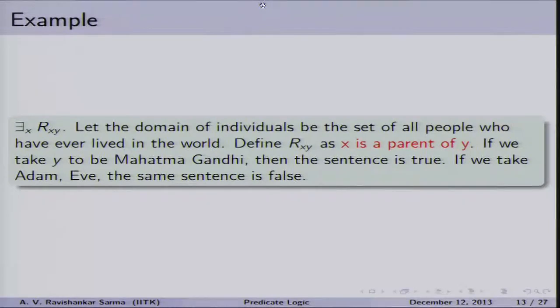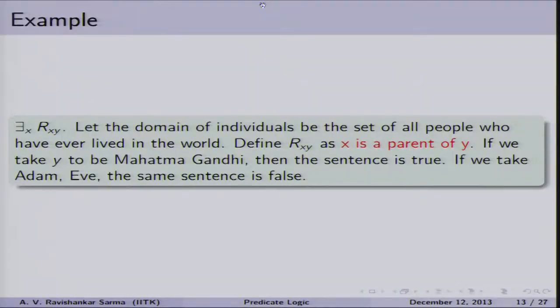For example, take a formula such as there exists some x, R(x, y). The same formula in some domains is going to be true, and in other domains it might be false. Let us consider the domain of individuals to be the set of all people who have ever lived in this world. We also need to say what R(x, y) means, the relation between x and y. It is like this: x is a parent of y.